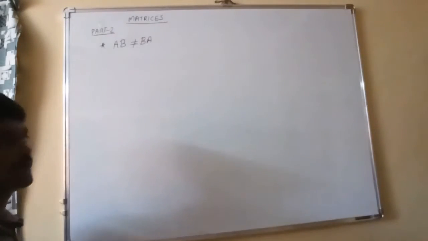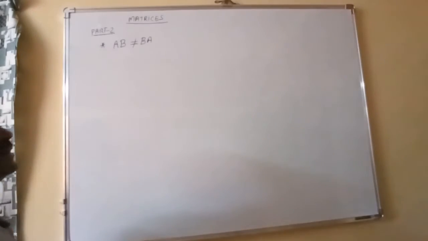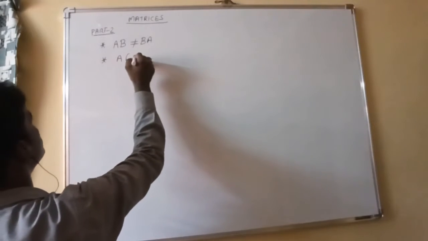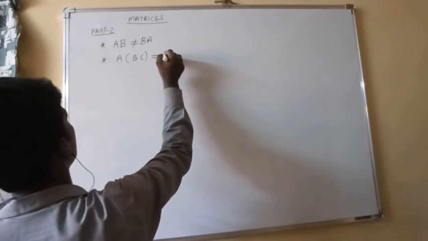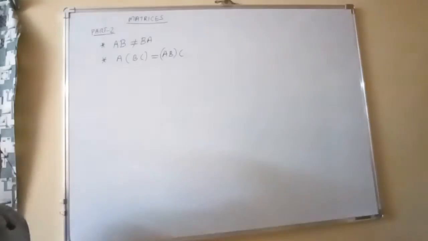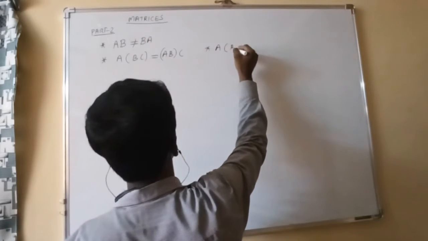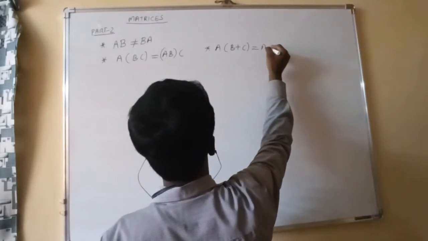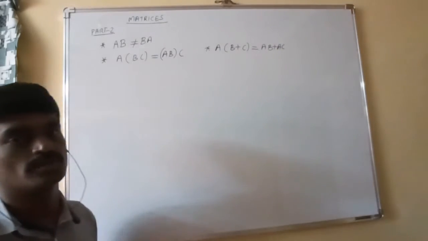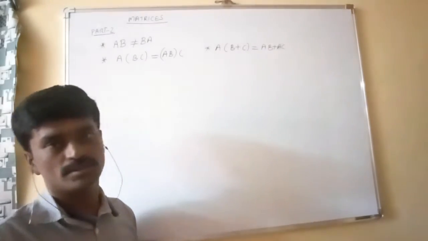But it satisfies the associative property and is distributive over addition. What is the associative property? A into BC is equal to AB into C. The product of matrices obeys the associative property, and is distributive over addition. That is, A into B plus C is equal to AB plus AC. Both left distributive and right distributive. Even you can take B plus C into A is equal to BA plus CA.